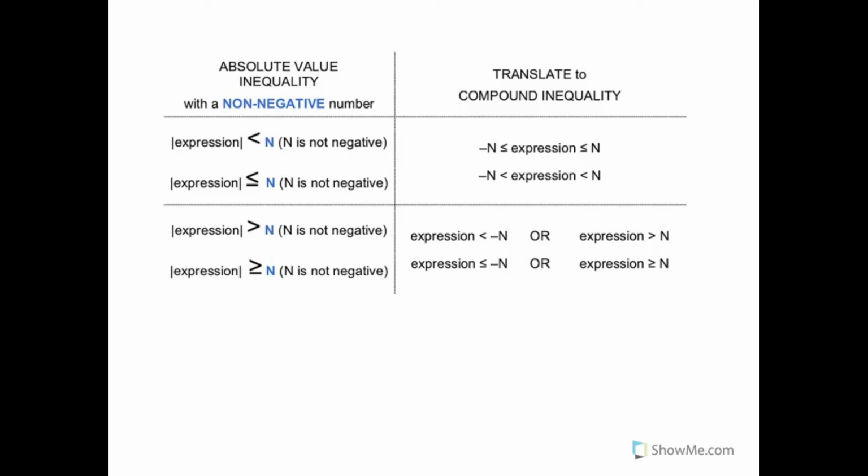So in these last couple of problems, we've seen that if we begin with an absolute value inequality where the number on the opposite side is not negative, it's positive or 0, then we're going to translate to a compound inequality, either a between inequality for a less than or an OR inequality for a greater than. Once you've translated to a compound inequality, you can just go ahead and solve in the same way that we did the compound inequalities earlier.